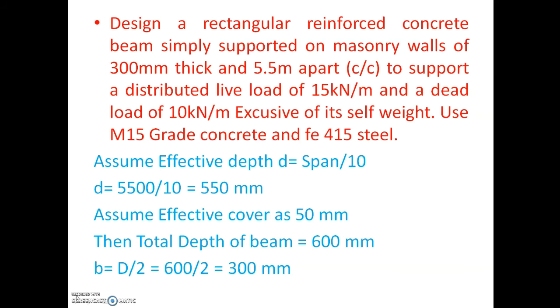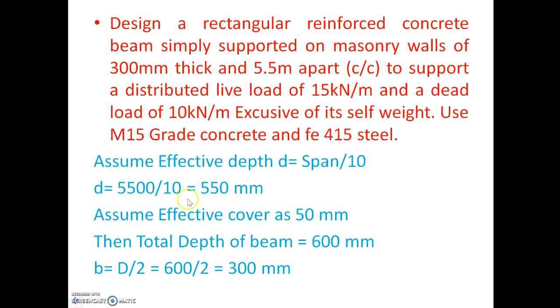concrete and Fe415 steel. So in this case the center to center distance is given, so directly we can take the effective span of 5.5 meters. So assuming the effective depth of the beam, small d, is equal to span divided by 10, that is effective span is 5500 divided by 10, we will get 550 mm. In this problem we don't know the breadth of the beam and depth of the beam, so we are assuming the span to depth ratio as 10 here.